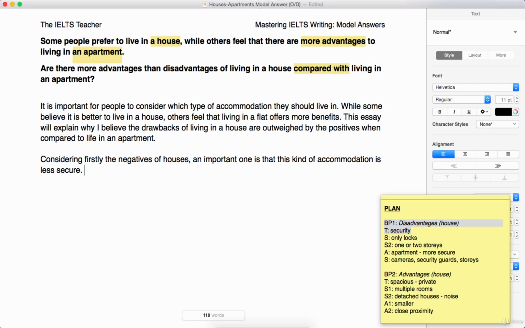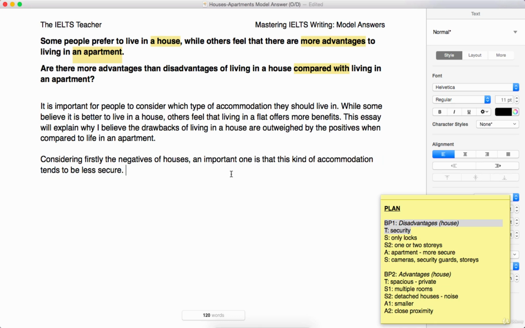Now, can you see if I've done anything wrong in this sentence? And it may not be grammar related, it may be task response related. Something that I mentioned before, hopefully you've remembered it, there's an issue when we write this. Is less secure. Is that all the time? Don't think so. Some houses are incredibly secure, more secure than some apartment blocks. So it's very important that we avoid that by bringing in language like tends to be. So this kind of accommodation tends to be less secure. So we can drop that out there.